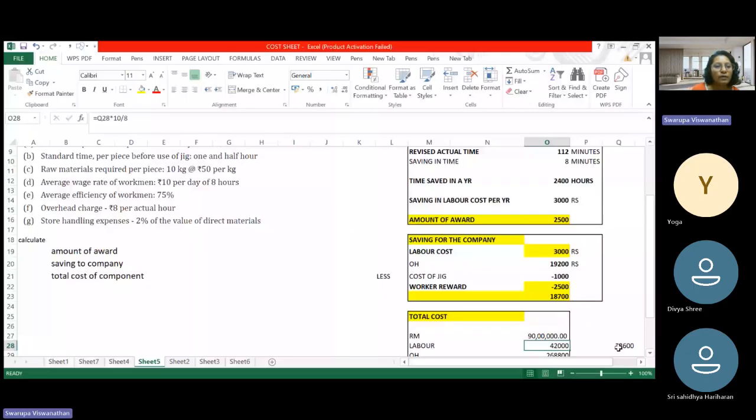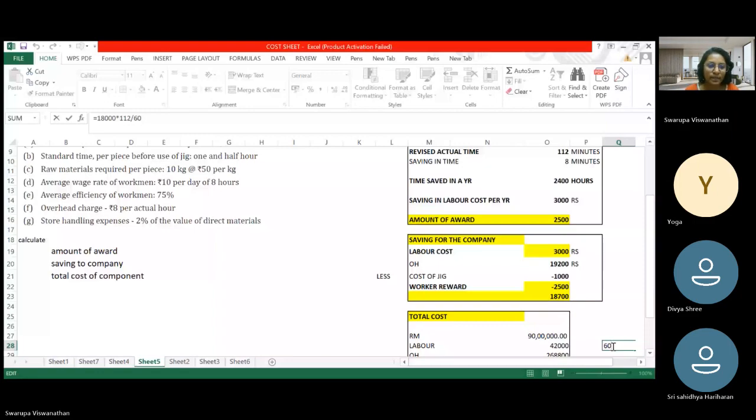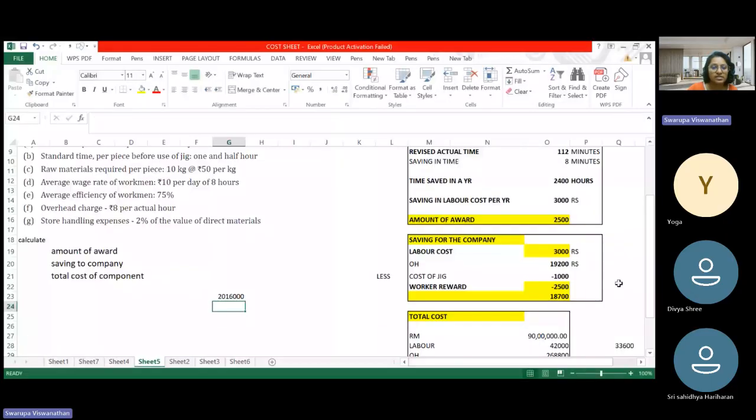Okay. So how many hours we will require to manufacture 18,000 units? We know that the actual time taken is 112 minutes. Okay, so 18,000 into 112 minutes by 60 will give us the total number of hours that will be taken to manufacture 18,000 units. Okay, 112 is to produce 1 unit. So to produce 18,000 units, we will need around 20 lakh minutes. So by 60 is 33,600 hours will be required.